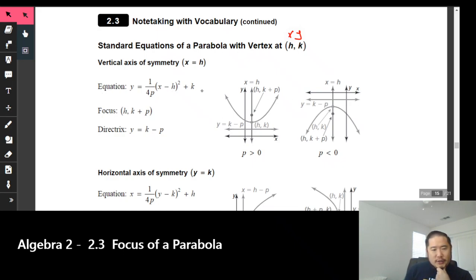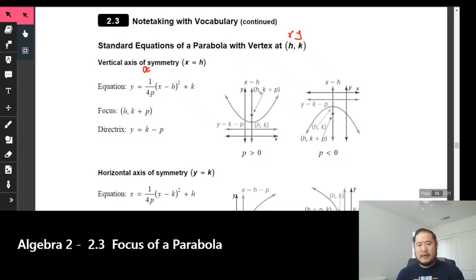Let's pay close attention to our equation. Y is equal to 1 over 4p. Remember, this represents our a value. And then you can see right here in parentheses, we have x minus h. So it could be x plus 5, x minus 5, you name it. But it's in parentheses squared. Remember, that tells us whether it's shifting left or right. The plus k or minus k will tell us if it's going up or down.